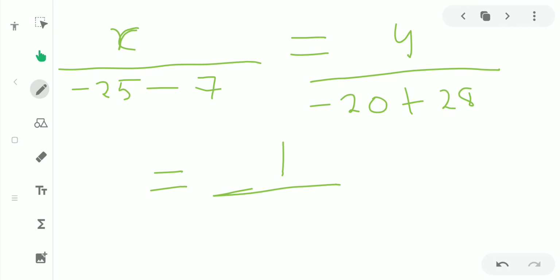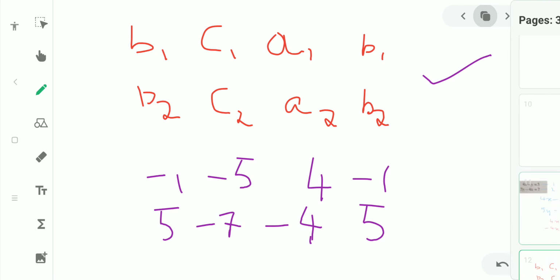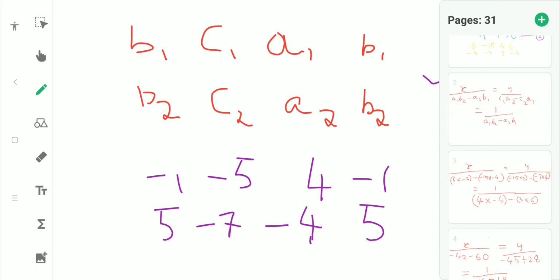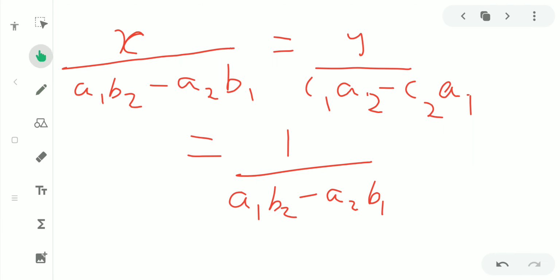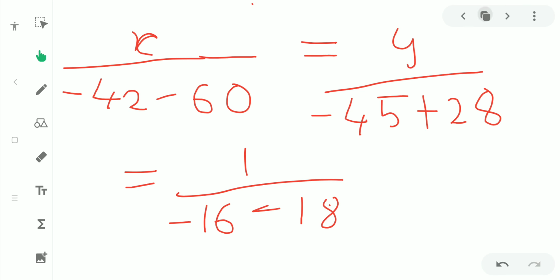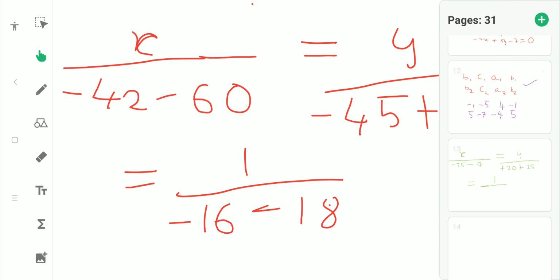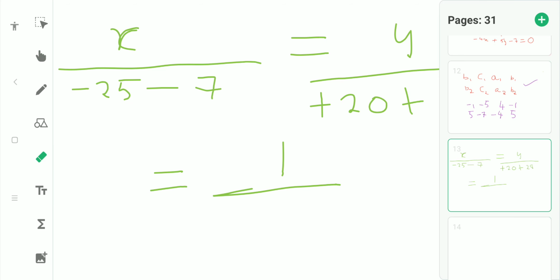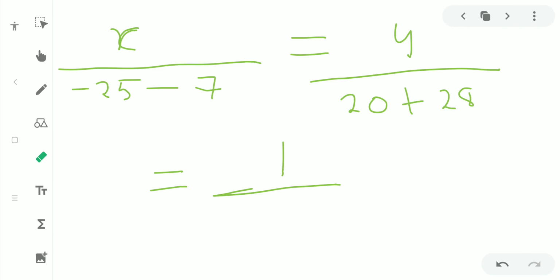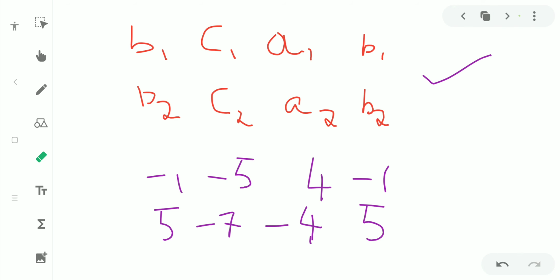Sorry children, there is a small mistake here. We will be getting plus 20, because we are having here C1 into A2 minus C2 into A1. So we will be getting plus 20, that is C1 into A2 minus C2 into A1.